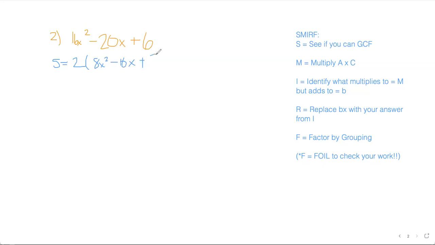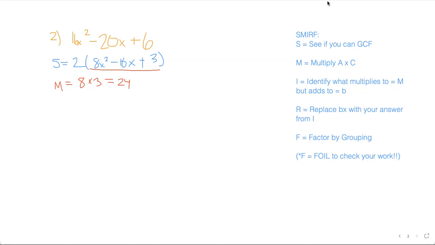All right, and so right now, I'm just going to ignore this 2 that I just took out. The 2 is not important until the very, very end. So now I'm only going to focus on the 8x squared minus 10x plus 3. That's what I'm factoring right now because I've made it smaller and simpler for myself. So this 2, ignore it, we'll come back to it. So step M is to multiply A times C. So multiply 8 times 3, that's my A and my C, and I'm going to get 24.